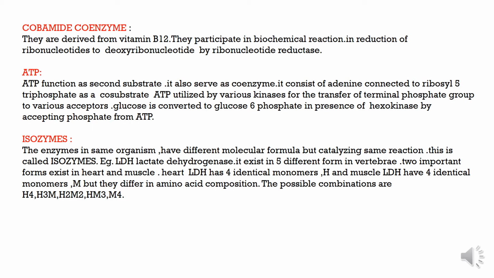Isozymes are enzymes in the same organism having different molecular forms but catalyzing the same reaction. This is called isozymes. LDH, lactate dehydrogenase, consists of 5 different forms in vertebrates. 2 forms exist in heart and muscle. Heart LDH has 4 identical monomers H, and muscle LDH has 4 identical monomers M, but they differ in amino acid composition. The possible combinations are H4, H3M, H2M2, HM3 and M4.